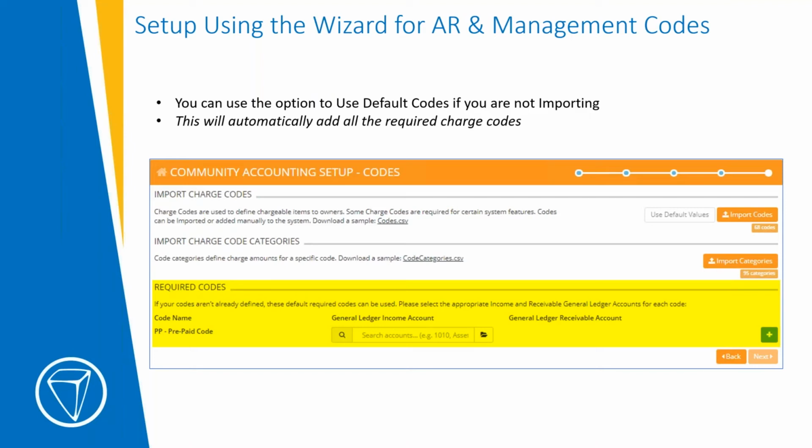Now, later on, after you save your community, you can go into those codes and edit them and make them your own. Add your A1 assessment amount, assign it to your homeowners, add your CCR codes, add your work order codes, add your miscellaneous codes. All that can be done. You can identify which GL account they belong to. But in setting up the community in the wizard, you simply want to use default values if you do not have an import file.